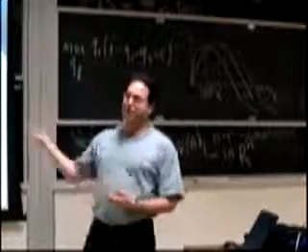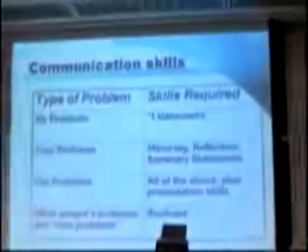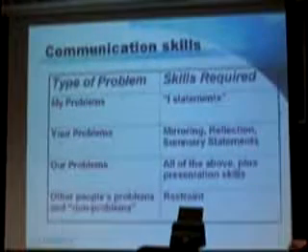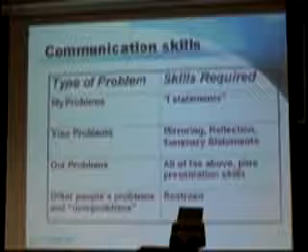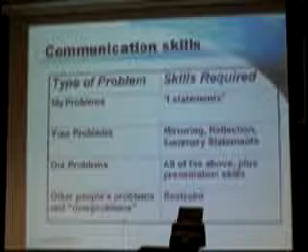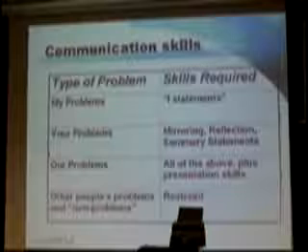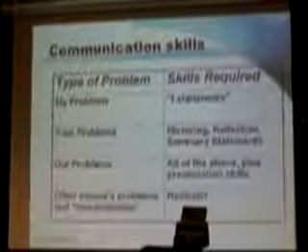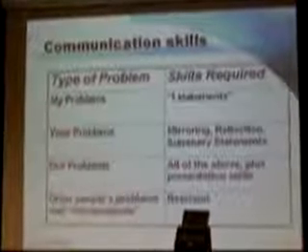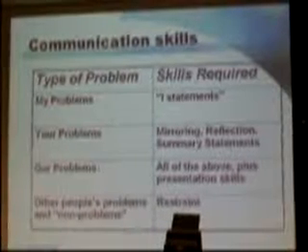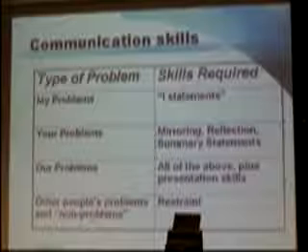So, chapter 27 talks a lot about communications. I'm going to give you the nutshell summary. There are 4 kinds of communication problems in the world. There's my problems, there's your problems, there's our problems, and then there's other people's problems. And each of these different communication situations has a different skill set that you need to develop to do that effectively. We go through a number of the skills.